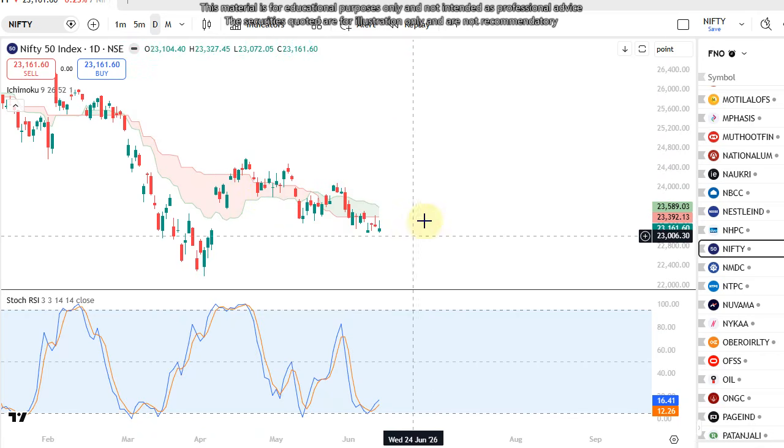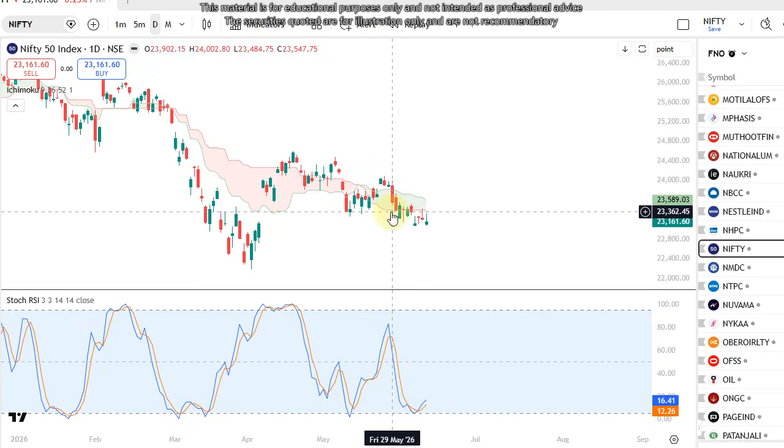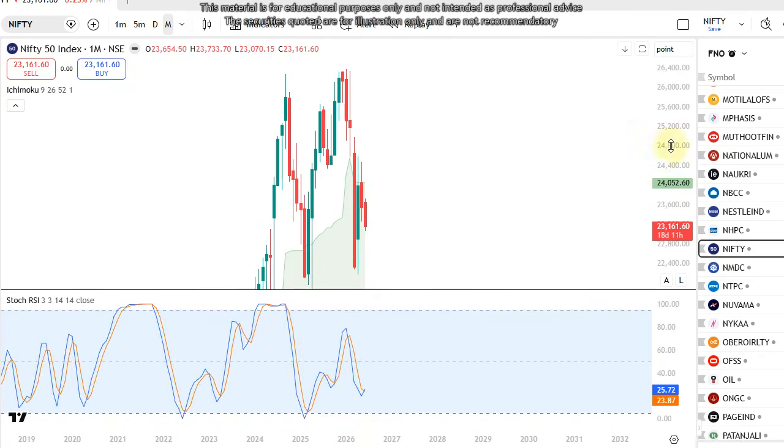There may be a bullish reversal in Nifty also. But at present there is no dual confirmation. One is the cloud, second is the oscillator. Cloud has confirmed, oscillator not yet confirmed. When we get both the confirmations, we can see a proper reversal in Nifty.